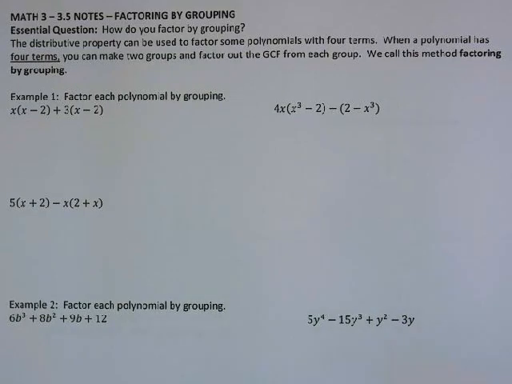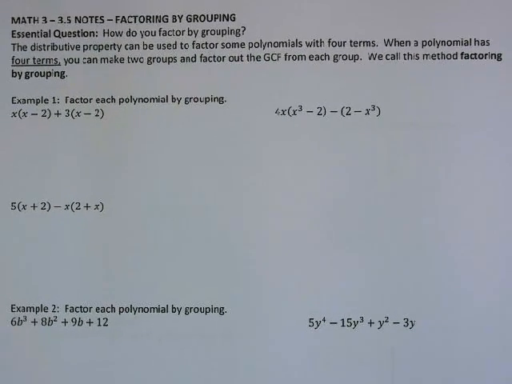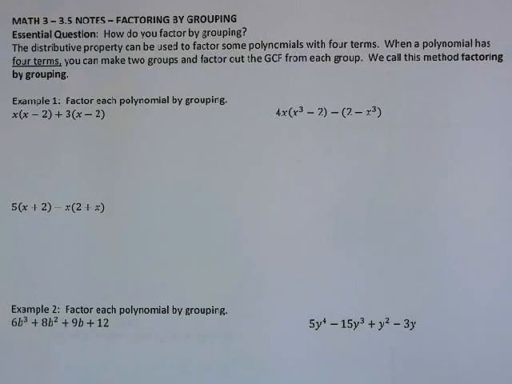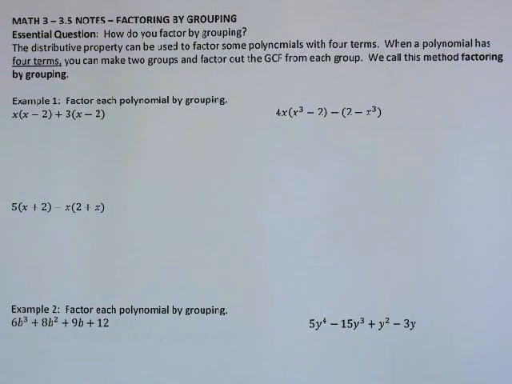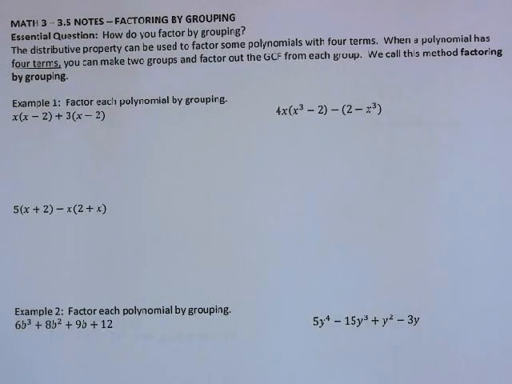Now factoring by grouping is not as hard as it sounds. All we're doing is taking out a GCF three different times. Now again, with this first couple problems here, these first three, we're halfway through the problem already, so we don't have to do it three times. But that's all normal factoring by grouping is, taking out a GCF three times.